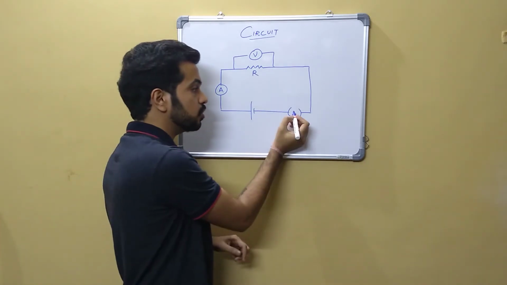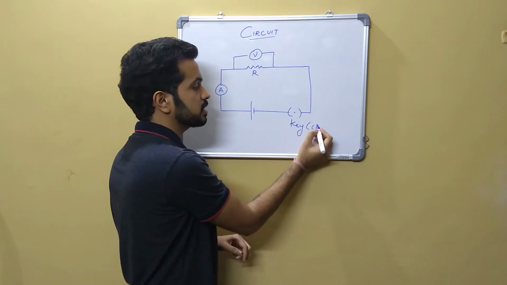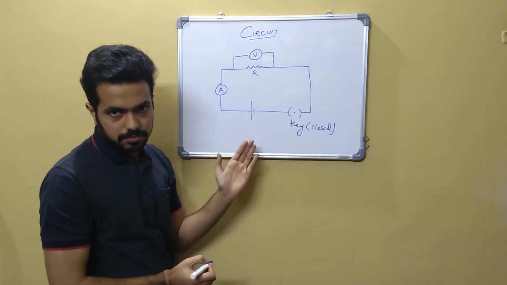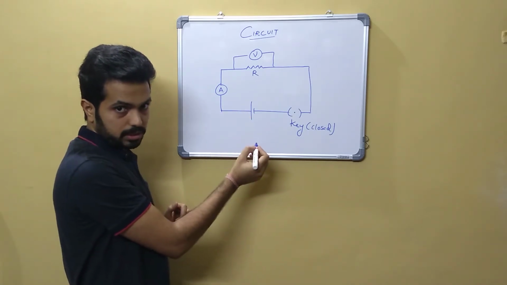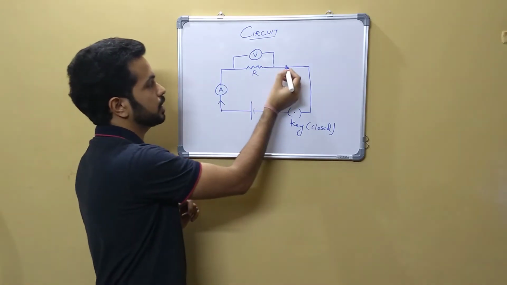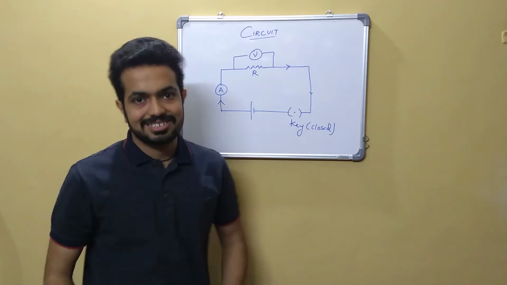Now as soon as I close the circuit, as soon as I close the key, so this is a key which is closed now, the current will start flowing in the circuit. And if you remember from my last lecture, the conventional current which we show in the circuit always starts from the positive terminal. So this is how the current will flow in the circuit. This is the clockwise direction.